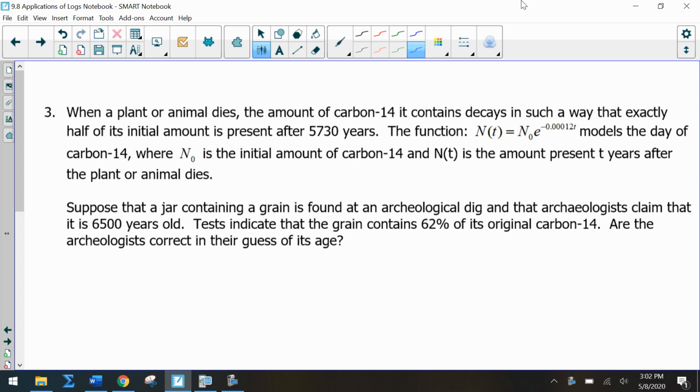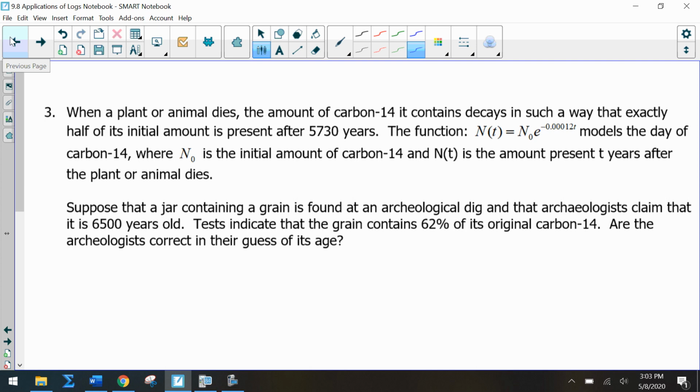And that models the decay of carbon-14, where N sub 0 is the initial amount of carbon-14 and N of t is the amount present t years after the plant or animal dies. Suppose that a jar containing a grain is found at an archaeological dig, and that archaeologists claim that it's 6,500 years old. Tests indicate that the grain contains 62% of its original carbon-14. Are the archaeologists correct in their guess of its age?